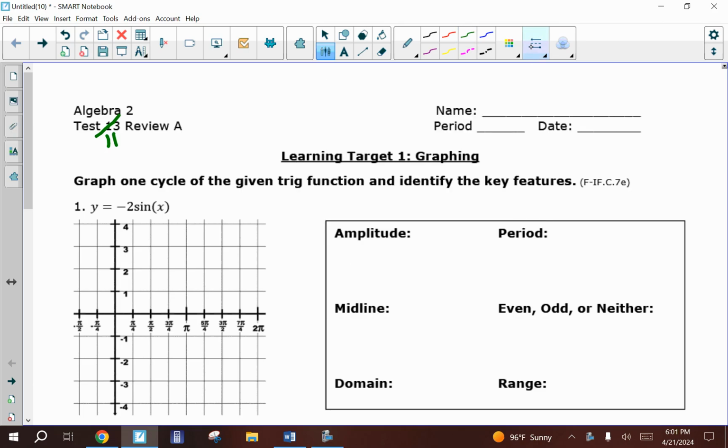So it says graph one cycle and identify the key features. So I'm going to just kind of do the key features as we go. The amplitude is found from the number in front, and it's never negative, so our amplitude is 2.